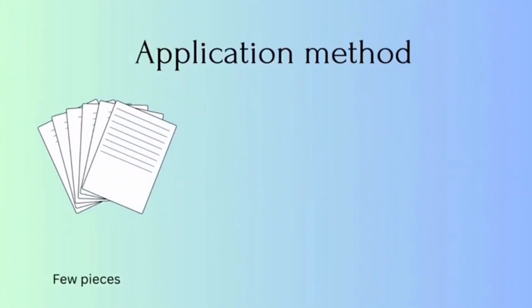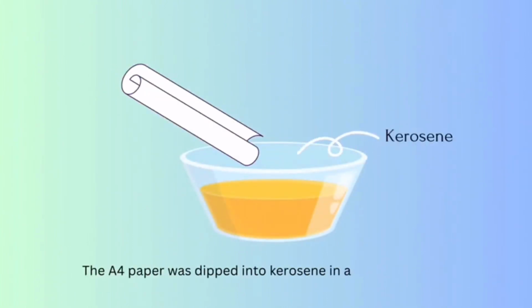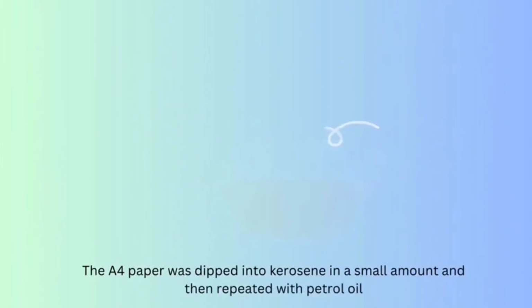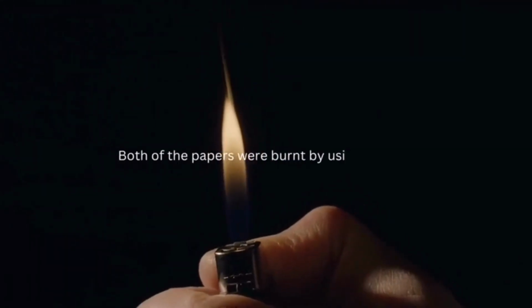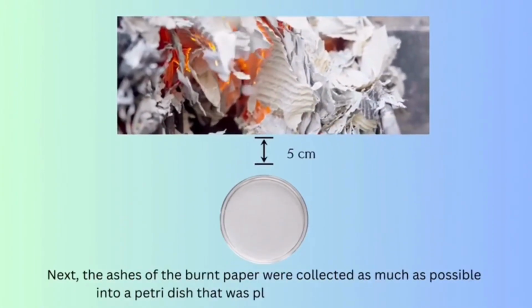The application method: a few pieces of blank A4 paper, kerosene, and petrol oil were prepared. The A4 paper was dipped into a small amount of kerosene, and then repeated with petrol oil. Both of the papers were burned using a lighter. Next, the ashes of the burnt paper were collected as much as possible into a petri dish that was placed 5 cm below the paper.